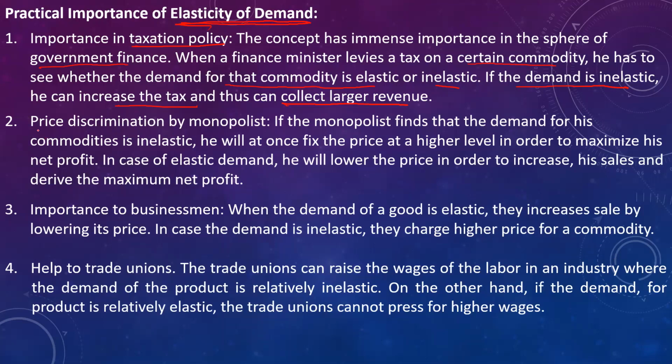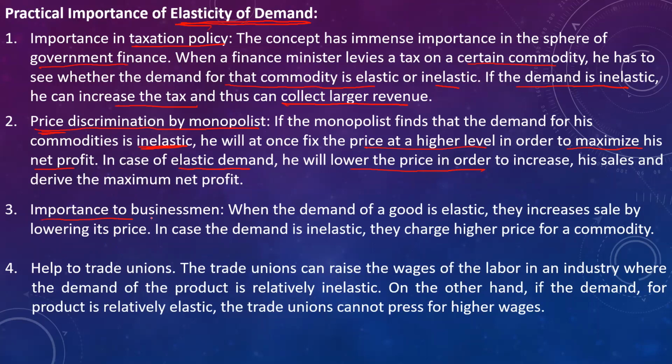Then second is the price discrimination of the monopolist. Now, the monopolist finds that demand for his commodity is inelastic. Inelastic means whatever may be the price, they will purchase. So he will at once fix the price at a higher level in order to maximize his net profit. In case he has elastic demand, he will lower the price in order to increase his sales and derive the maximum net profit. So in case of price discrimination also, the elasticity concept is used.